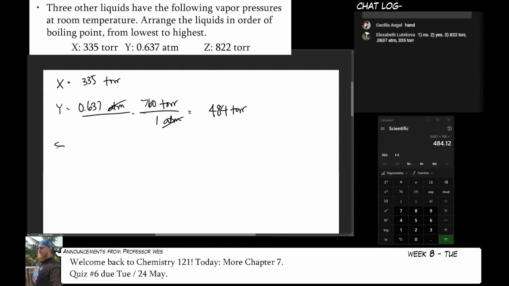I don't know what happened there. I just kind of abandoned that. We got our Z. That's already 822 torr.